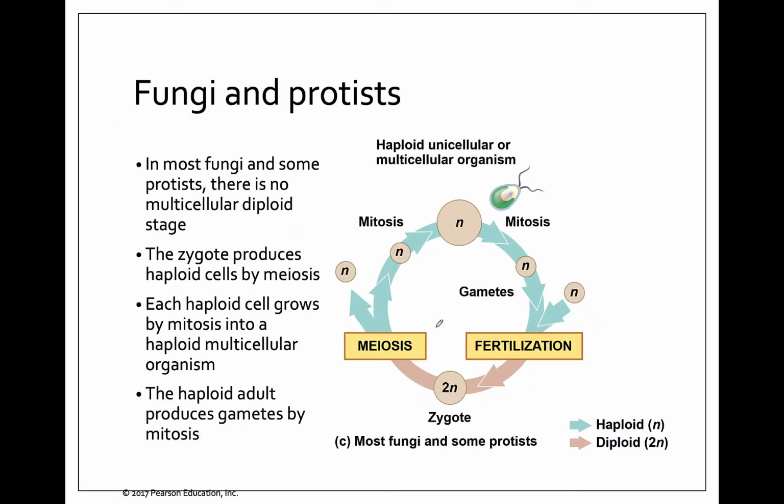The opposite of the animal life cycle is the fungus and then some protists. So think of mold, bread mold would be a fungus here. They are zygotes for a very short amount of time, so they do not have a large diploid body. Most of what you see as mushrooms or mold is actually a large haploid body. So they have a multicellular haploid phase and a very, very brief single-celled diploid phase. So this is kind of the opposite of the animal life cycle.